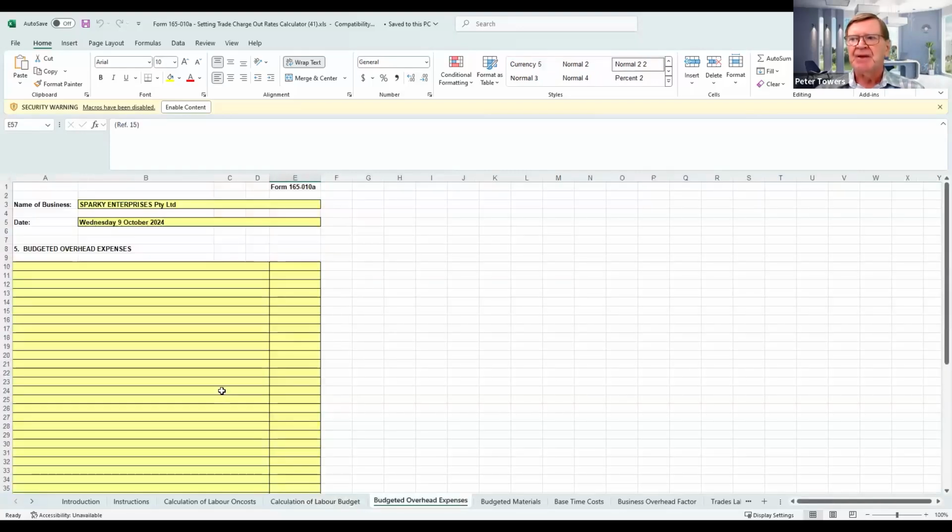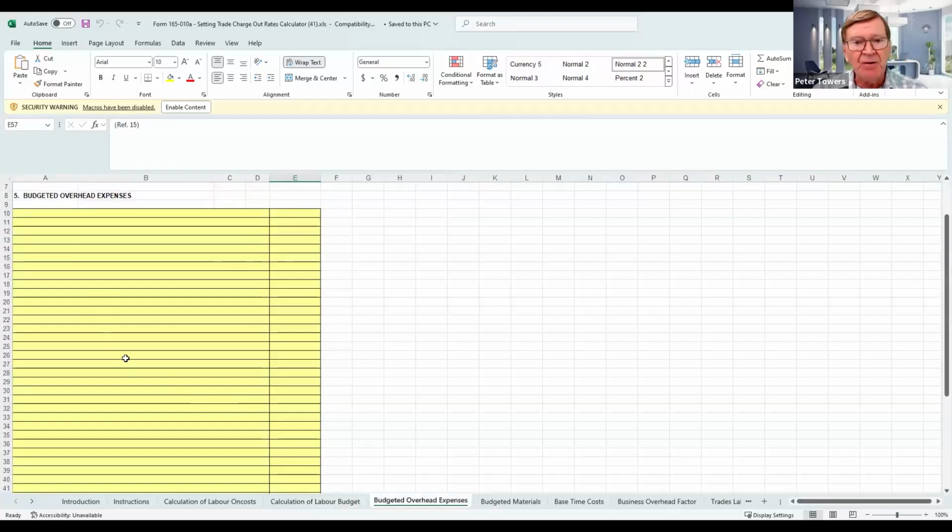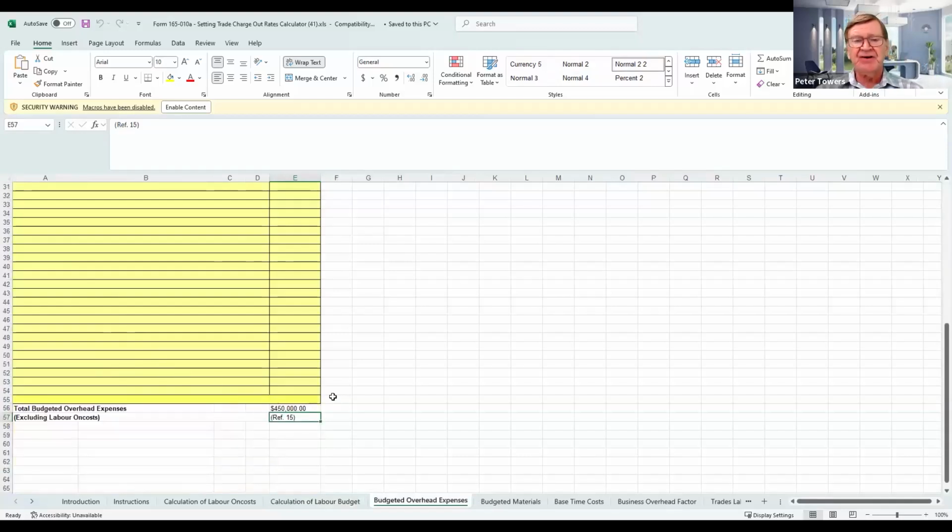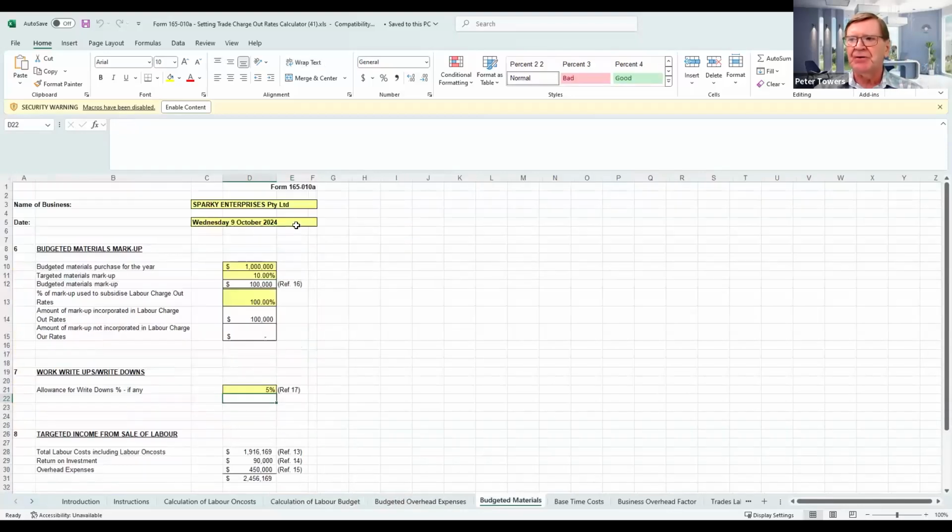We then go to the budgeted overhead expenses. Now, I haven't filled this in, but I would suggest that you do so, because it becomes a budget. I've just inserted the total for the year at $450,000, and we then move into budgeted materials.